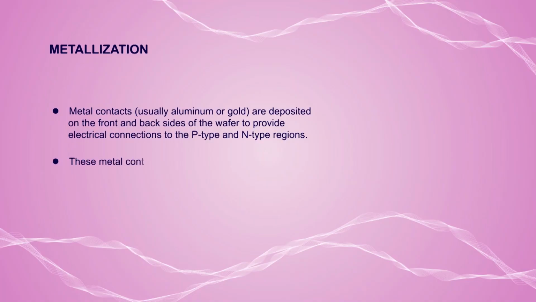These metal contacts act as the anode and cathode of the diode. As we know, the two electrodes in the diode are anode and cathode. So, these metal contacts act as anode and cathode, and the current flows from anode to cathode.